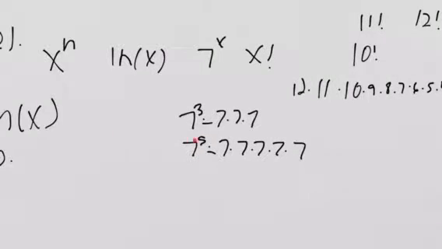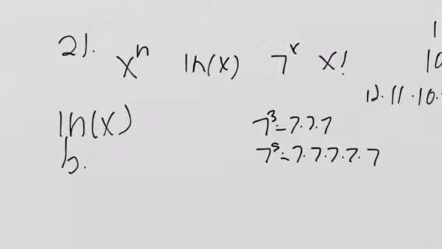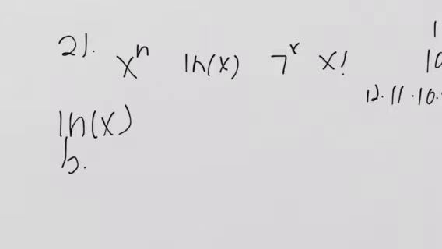So let's clean up our work here. So x to the n comes next, the polynomial, and that corresponds with A. Okay, and then the exponential function comes next, 7 to the x, and that corresponds with C. And then x factorial is the fastest, and that corresponds with D.